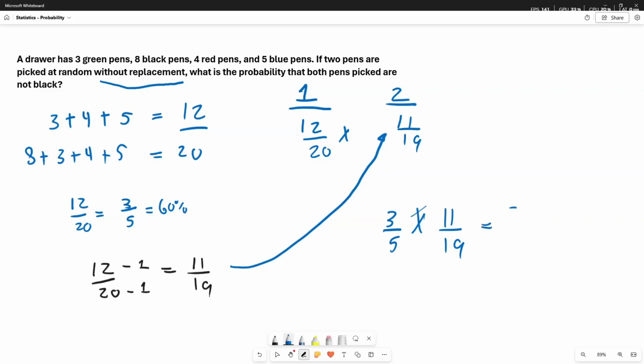And so we get 33, and we have 95 down here. So this becomes our probability in terms of a fraction of getting 2 non-black pens without replacement.